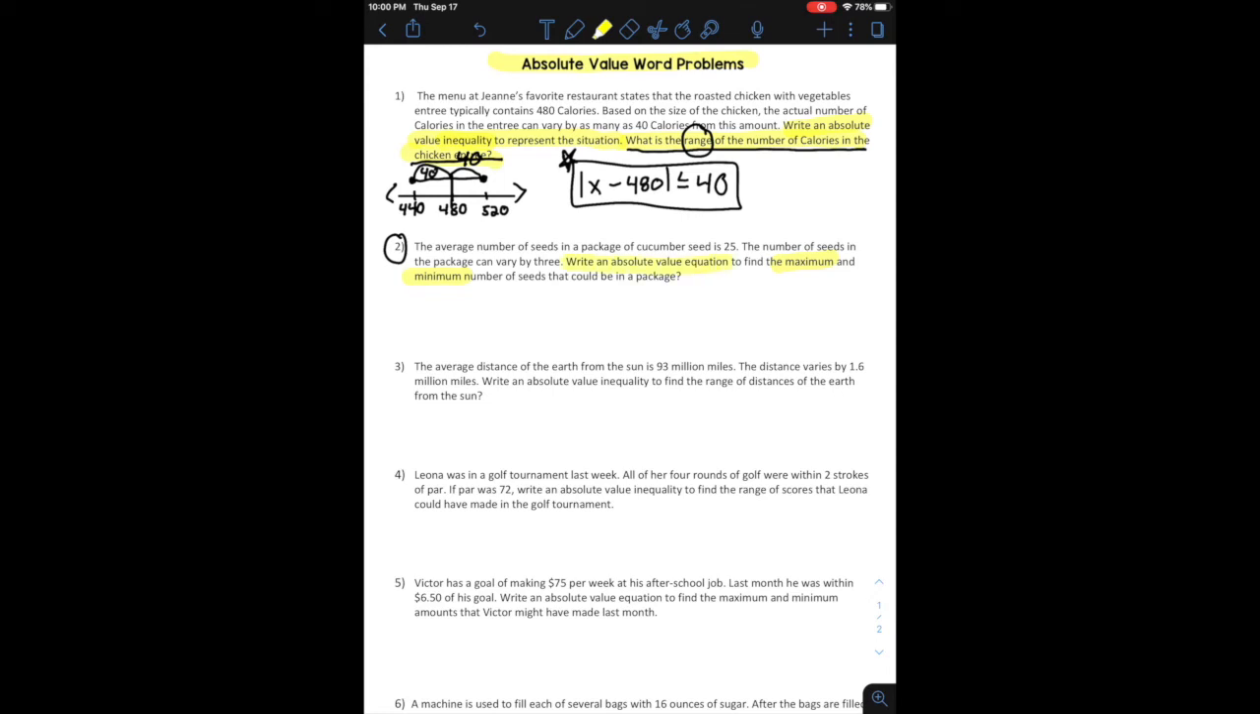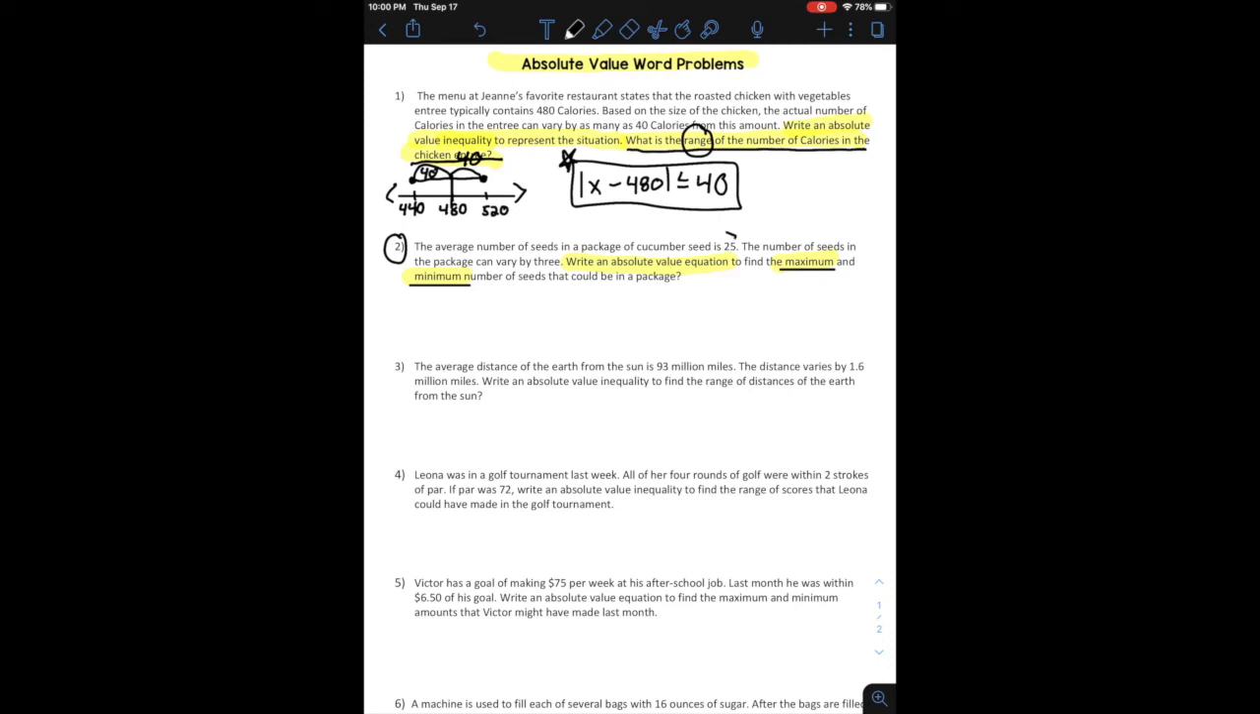They very specifically, however, ask you to write an absolute value equation, which makes sense because absolute value equations have exactly 2 answers. In this case, those 2 answers would represent the maximum number of seeds and the minimum number of seeds. So let's read from the top.